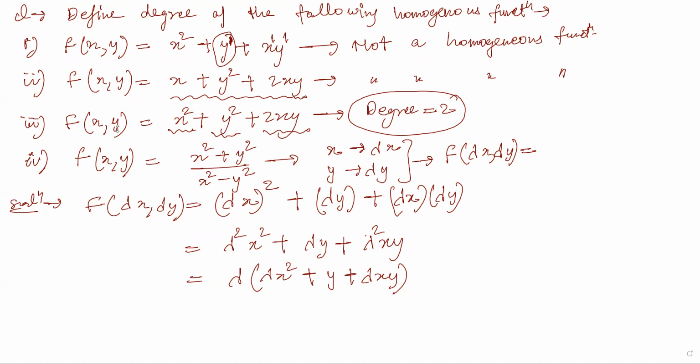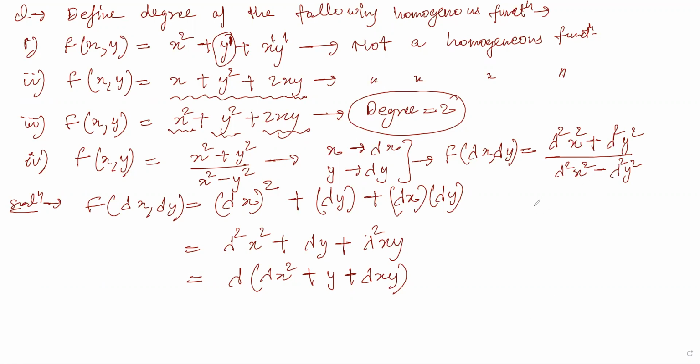Is there a change in the answer? Yes, sir. 0. Yeah, degree is 0, correct. So it is a homogeneous function, but see, lambda square cancels out because it is present in the numerator as well as in the denominator. Hence the expression remains same. Expression remains same if you replace x with lambda x and y with lambda y.